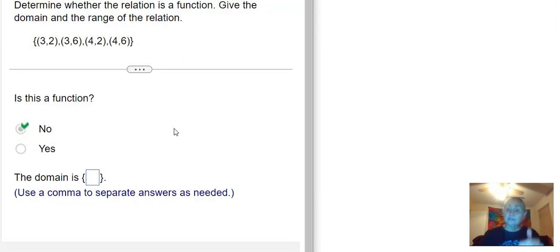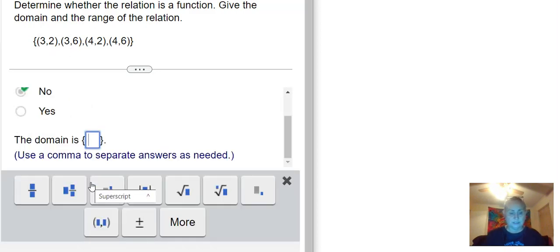Now we have to give the domain and the range, and all that means is the domain is the set of input values or X values. So we just list the unique X's. So I've got 3s and I've got 4s. So I'm just going to list 3, 4. I do not have to double list the 3 or the 4. They just need to be listed one time.